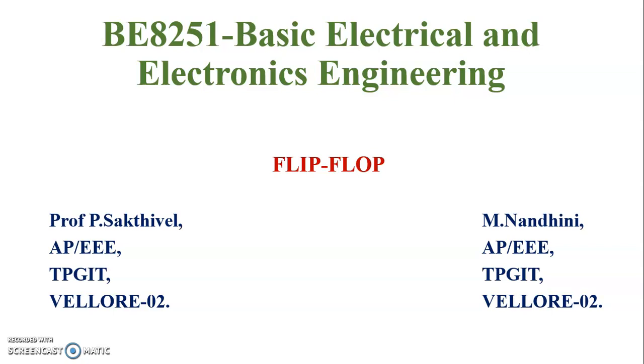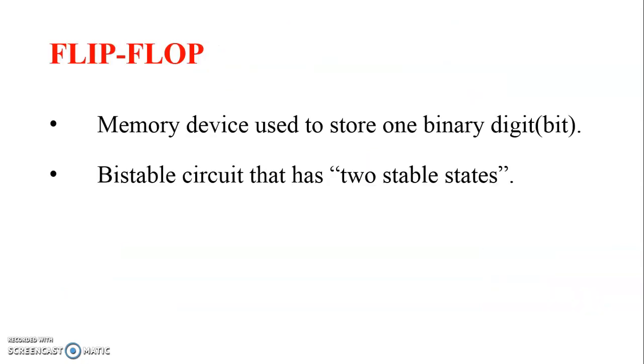So this video lecture is about the types of flip-flop. First, we want to know what a flip-flop is. A flip-flop is a memory device which is used to store one bit of data in a digital circuit. A flip-flop is also called a bistable circuit. Bistable means it has two stable states.